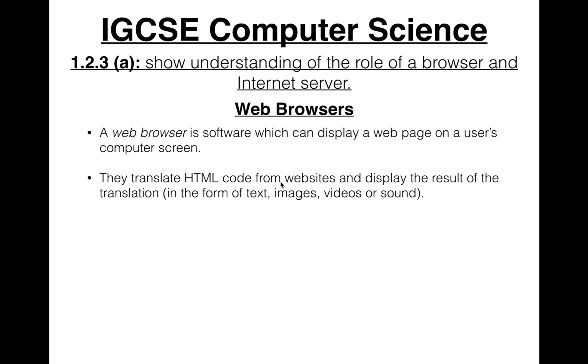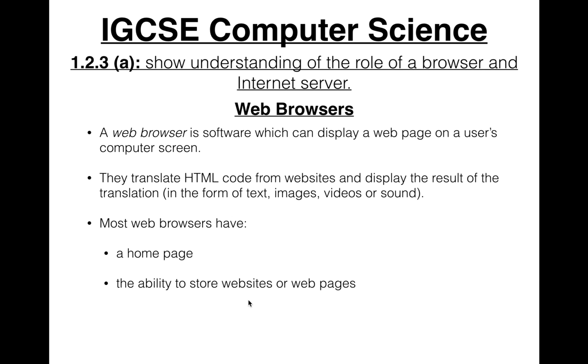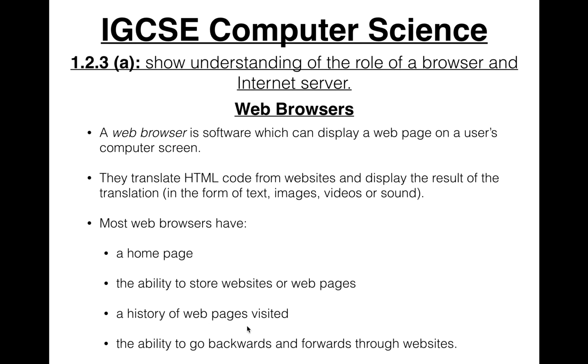So text is what we usually see in a normal website, images as well, videos like on YouTube, or sound. And most web browsers have these features: a home page, the ability to store websites or web pages, basically sort of like bookmarks, a history of web pages visited. I don't want to know what your history has. And the ability to go backwards and forwards through websites. So there's a back button and a forward button. After you click a link or a button, for example, and it takes you to another web page, you can click the back button to go back to the previous web page, and forward to go, well, forward.